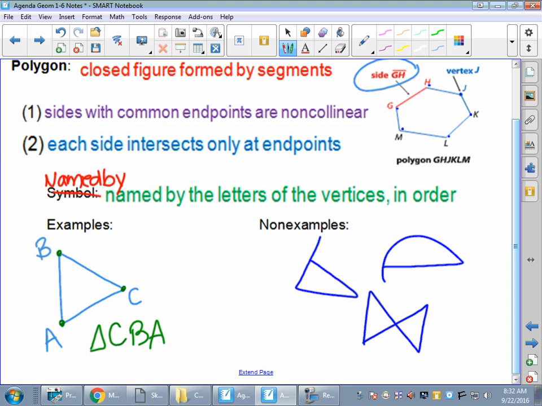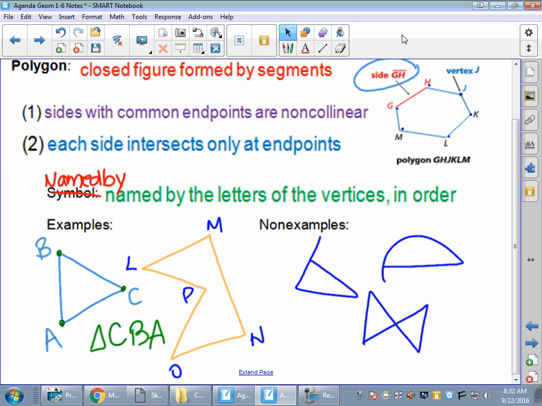This is also a polygon, and it looks a little weird, but this is a polygon as well, and I could name it like LMNOP. So it would be a 5-sided figure. We're going to talk in just a second about concave and convex. That is a polygon. It just happens to be a concave polygon.